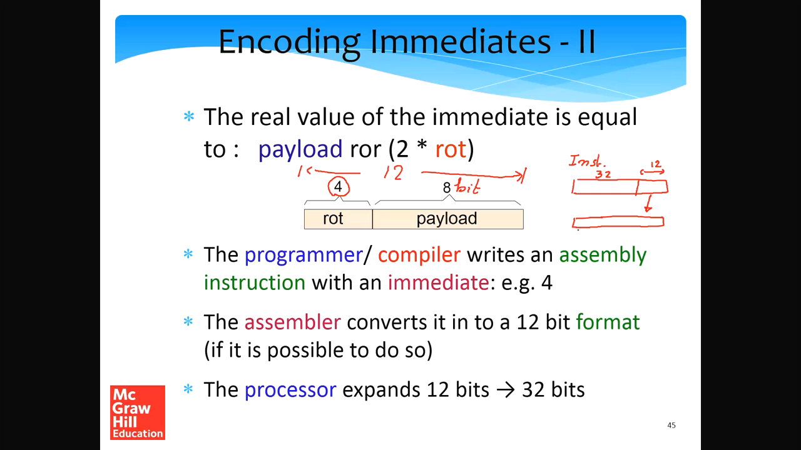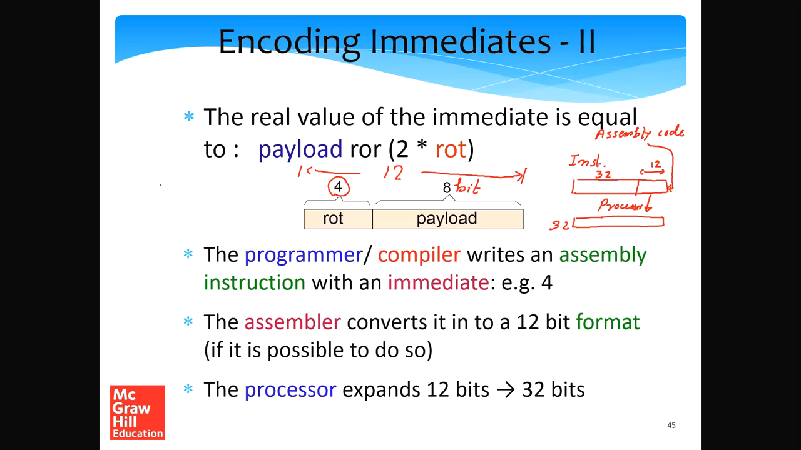Actually, even before that, when I specify an immediate in assembly code, the assembler would try to encode it into this 12-bit form, if it is possible. We'll discuss this later. Once this has been encoded in 12 bits and it actually executes, the processor will take these 12 bits out and expand them into a 32-bit quantity. The way that the processor does it is as follows. It will take the 8-bit payload and rotate it by a number which is 2 times ROT.